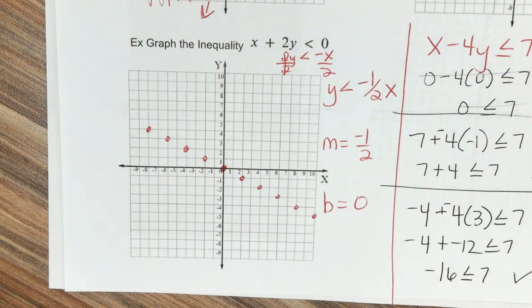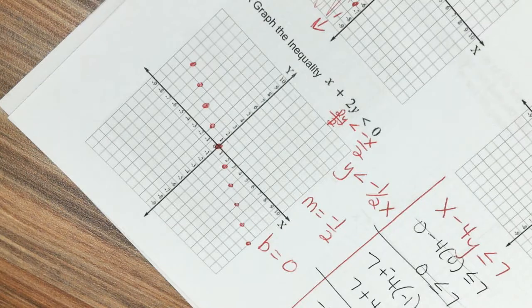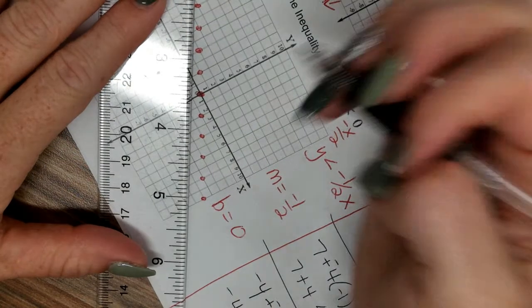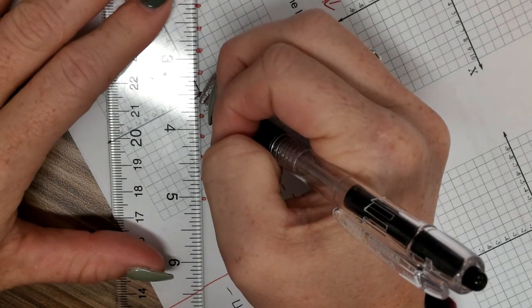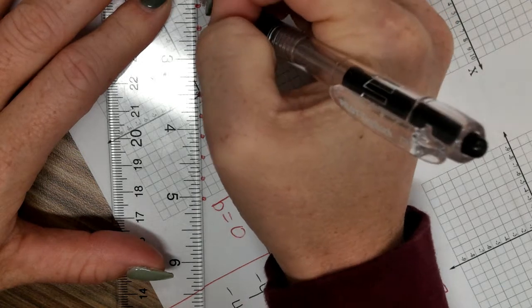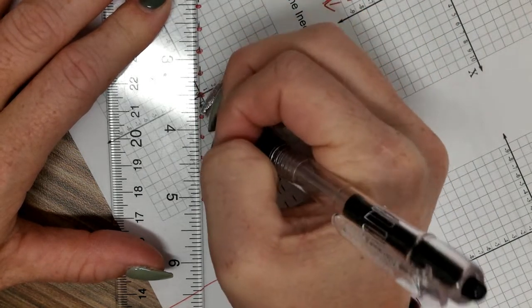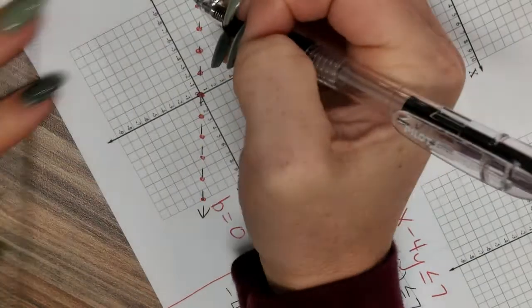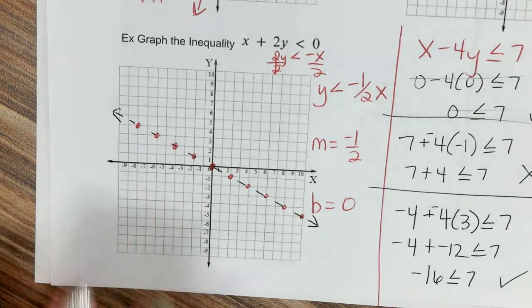Will this be a solid line or a dashed line? Dashed. So please make sure when you're doing your assignment that you use a pencil in case you mess up and you need to fix it.